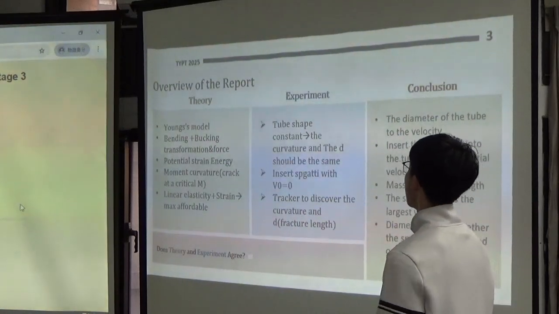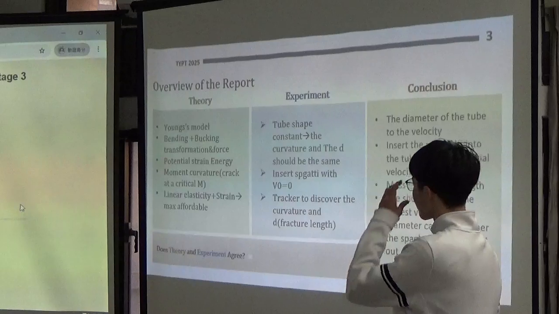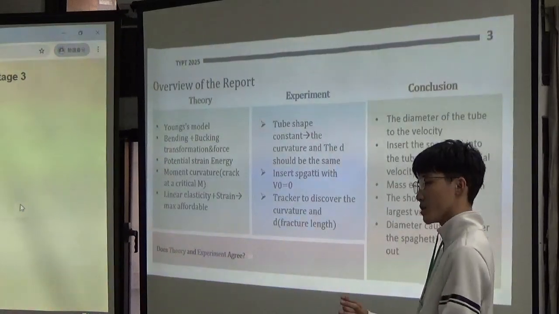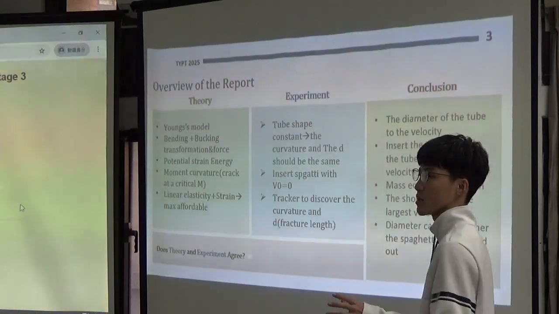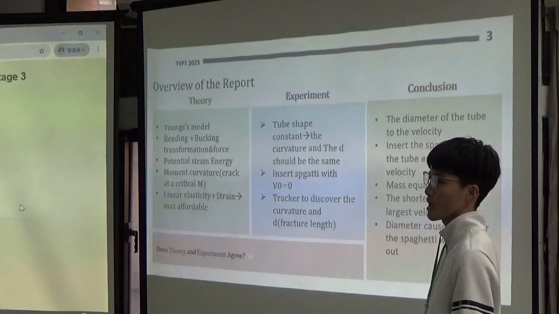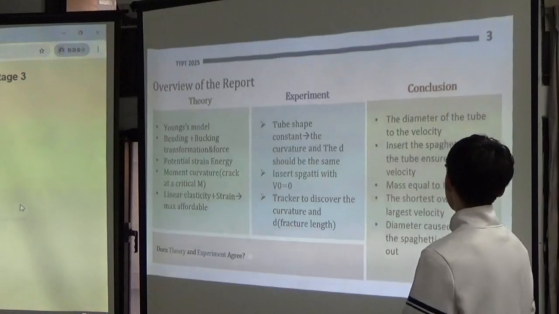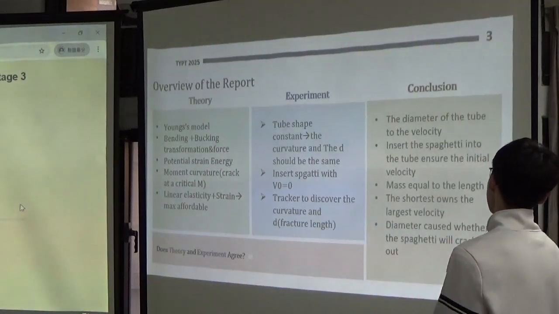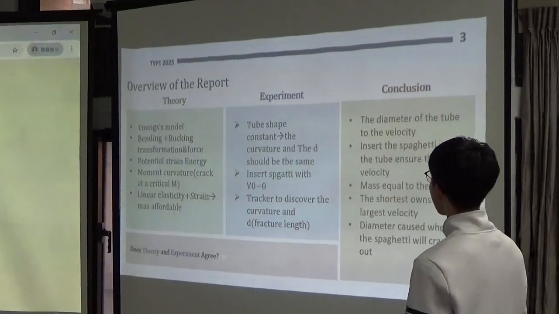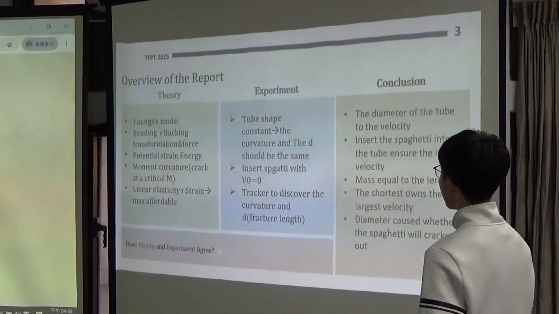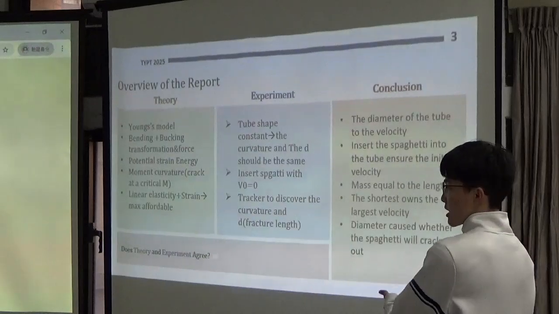In its experiment, they use a tube shape with a certain angle and measure the curvature, and the V should be quite relative. They insert spaghetti with V0 equals 0 to prevent extra energy applied onto the spaghetti. And they use trackers to analyze the data. And in conclusion, they said that the diameter of a tube affects the velocity, and inserting the spaghetti into the tube can ensure the initial velocity equals 0. And as stated above.